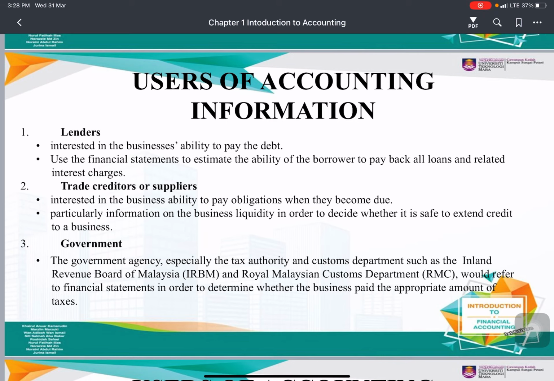Right, so here, they are interested in the business's ability to pay obligations when they become due. Of course, if they give you, for example, okay, you can use our product first, but then you still owe us 100K. So the suppliers or the creditors are really interested to see whether you are able to pay or not able to pay. So they are interested in the accounting information.